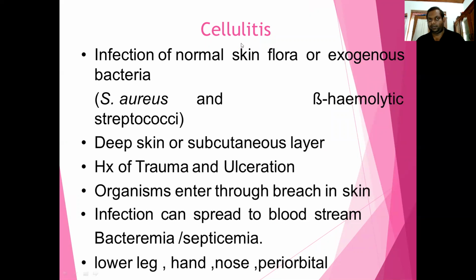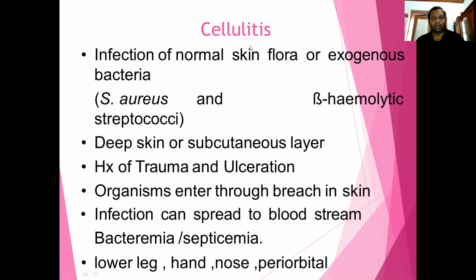Cellulitis is non-purulent. It is an infection by exogenous bacteria in normal skin flora, mainly Staph aureus, also beta hemolytic streptococci, in the deeper skin of the subcutaneous layer. Infection and inflammation of the skin and subcutaneous tissue. There may be a history of trauma and ulceration, maybe micro trauma. The organism enters through a breach of the skin.